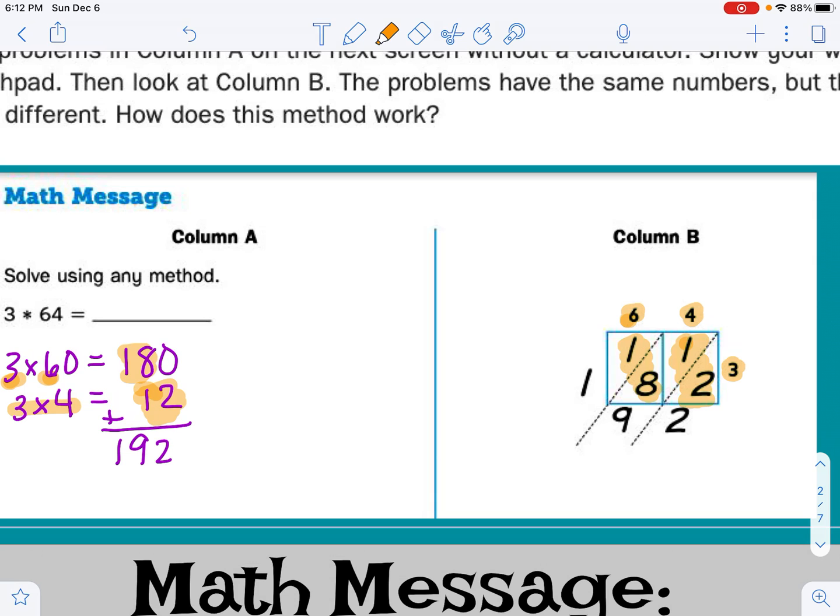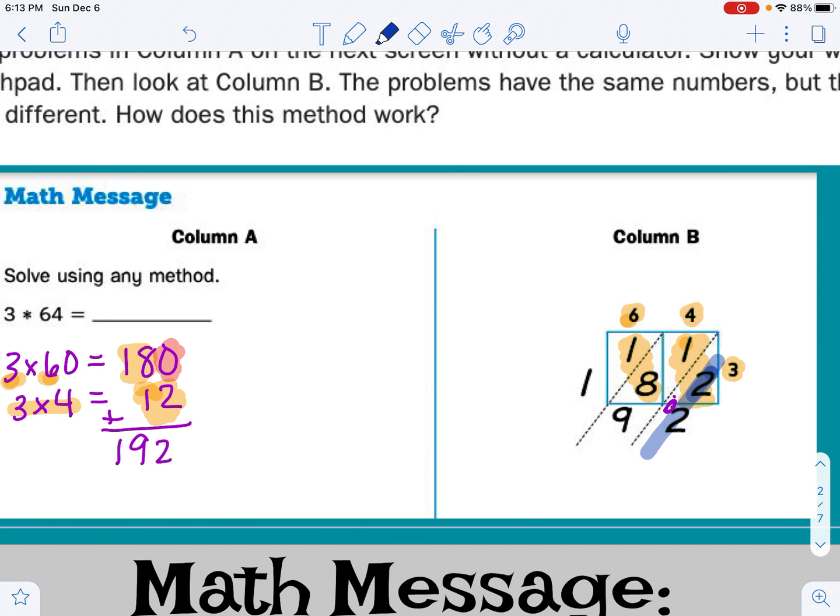It makes me wonder about the 0. We still have this 0 here we didn't do anything with. But when I look over here, I could have put a 0 right here to make it 180, and it wouldn't have changed my answer at all. So it makes me wonder if the lattice method just doesn't include that 0, but it still puts the numbers in the right place. Because the other thing I'm noticing about this lattice method is that I'm getting my answer by adding up these diagonals from the boxes.